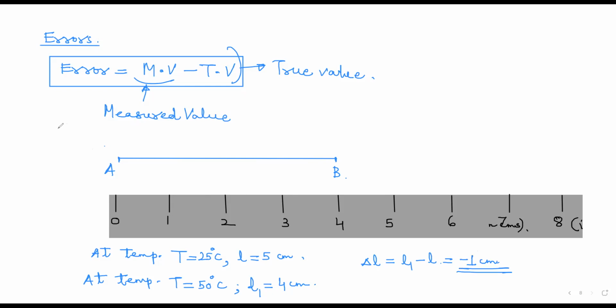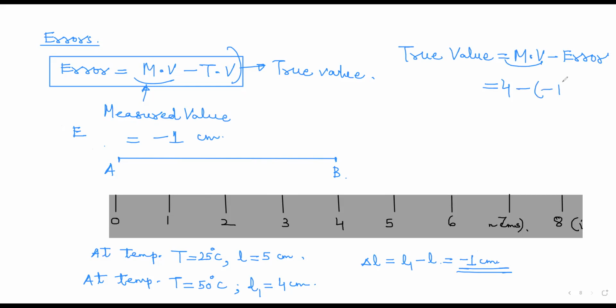Right? So the error in this case is what? Error in this case is minus 1 centimeter. Now if I want to find the true value, please pay attention. This is very important, and when this comes in the paper, that is when the difficulty occurs. True value is measured value minus error. So if error is given to you as a positive or negative value, substitute it like that only. Measured value is 4 centimeters. Minus of minus 1 gives me the true value. Yes or no? Yes, sir. So this is how the true value is found if we know the measured value and the error.